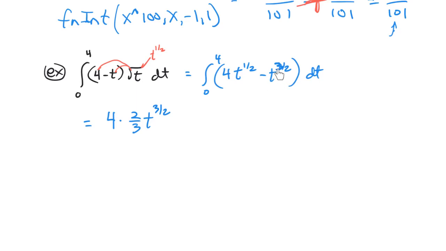And then I have this one. So same sort of thing, 3/2 plus 1 is 3/2 plus 2/2, which is 5/2. I have to divide by 5/2, but instead of that, I'm going to multiply by 2/5. So we get minus 2/5 t to the 5/2 from 4 to 0.